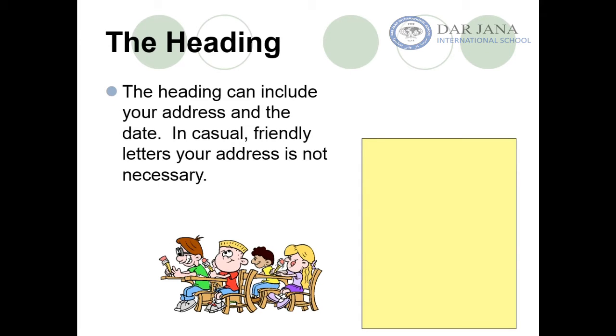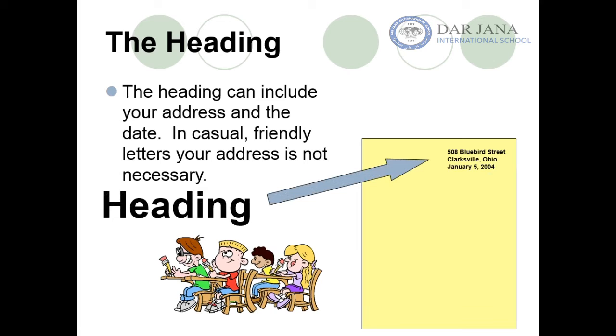So we are going to start with the first part, which is the heading. As we said before, the heading can include your address and the date. In casual friendly letters, your address is not necessary. So we said before that the heading contains the address and the date. We write them on the upper right corner of the paper where we are writing our letter. So as you can see here, we have the address, the name of the street and the state, followed by the date.